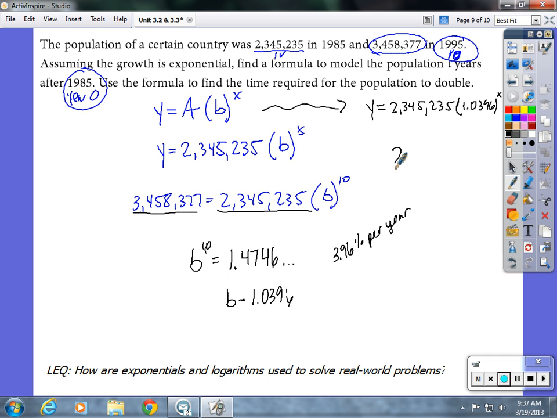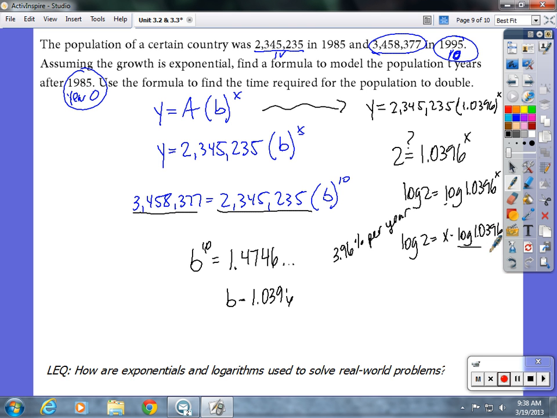So in other words, when is 2 going to equal 1.0396 to the x power? And again, this goes back to logarithms. Instead of showing the in-betweens, we would take the log of both sides. So the log of 2 equals the log of 1.0396 to the x. Then I use my power law of logarithms to bring that x down in front, and then I'll divide both sides by the log of 1.0396.